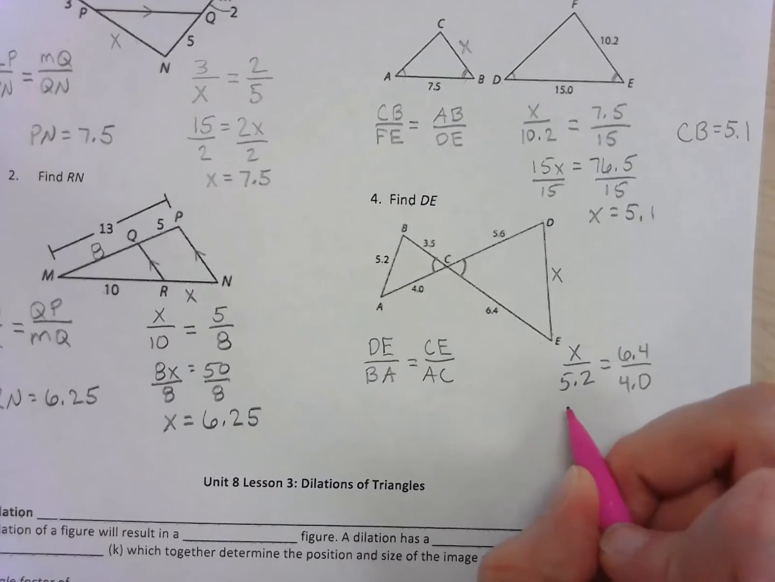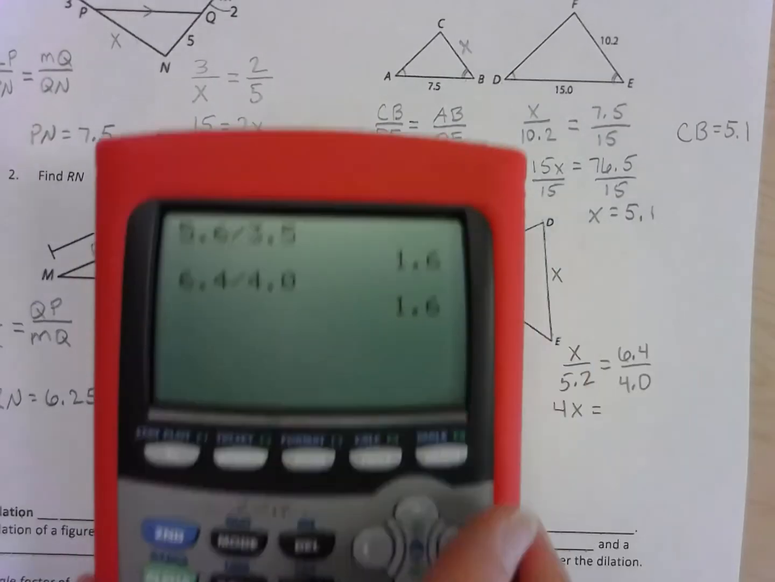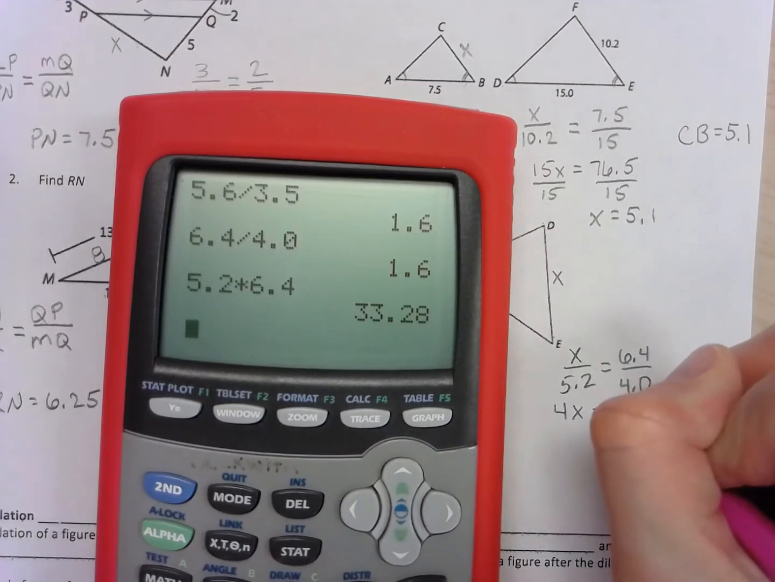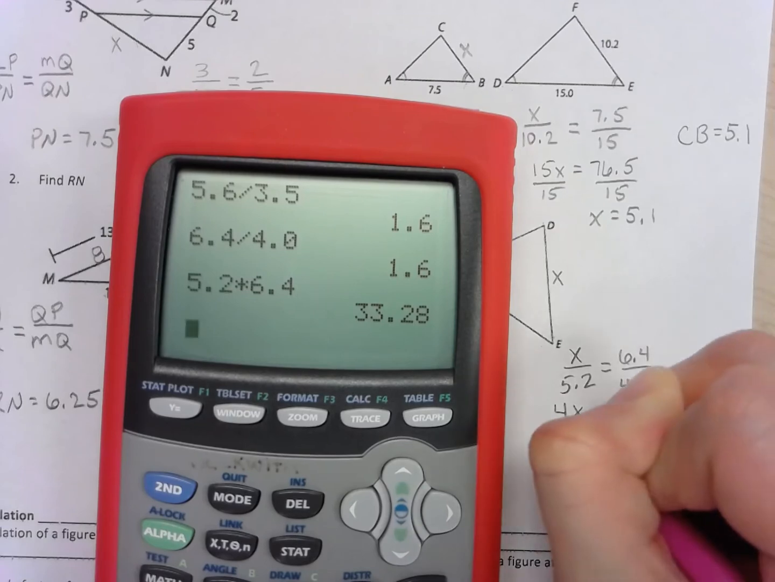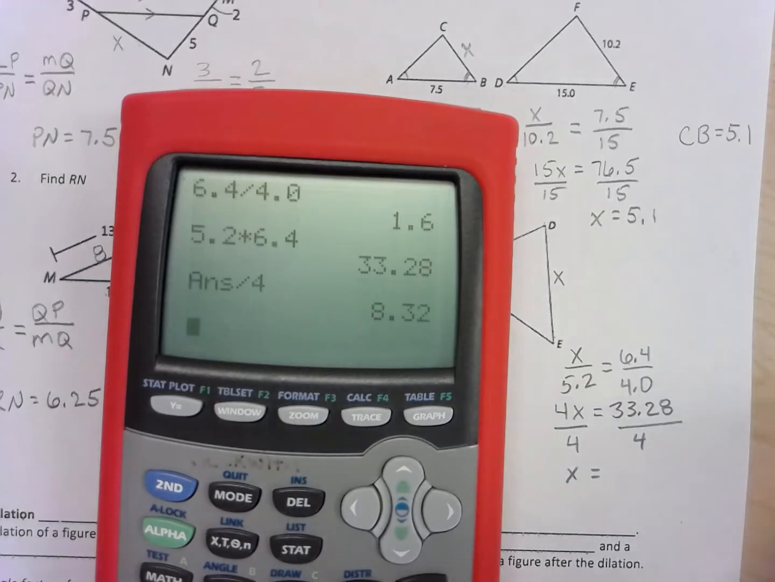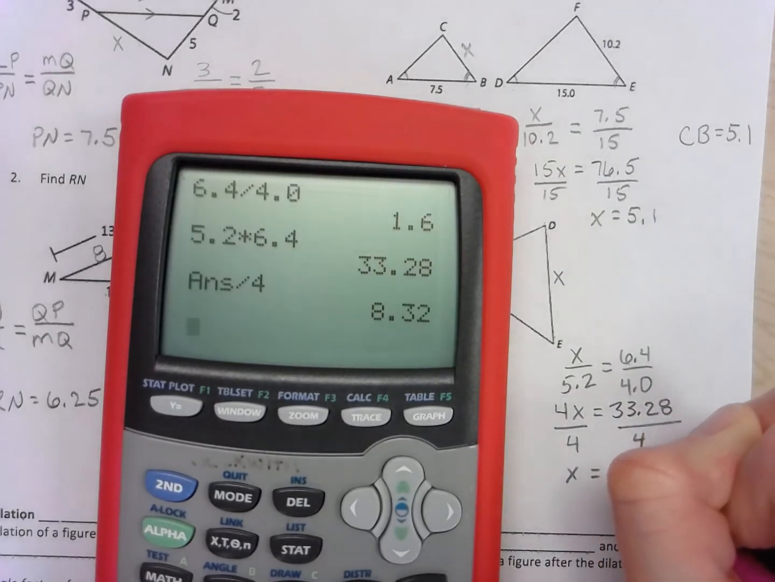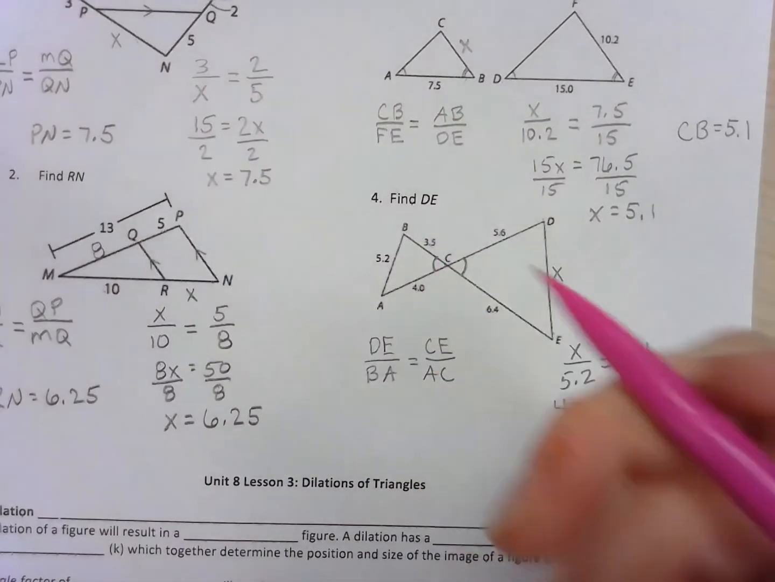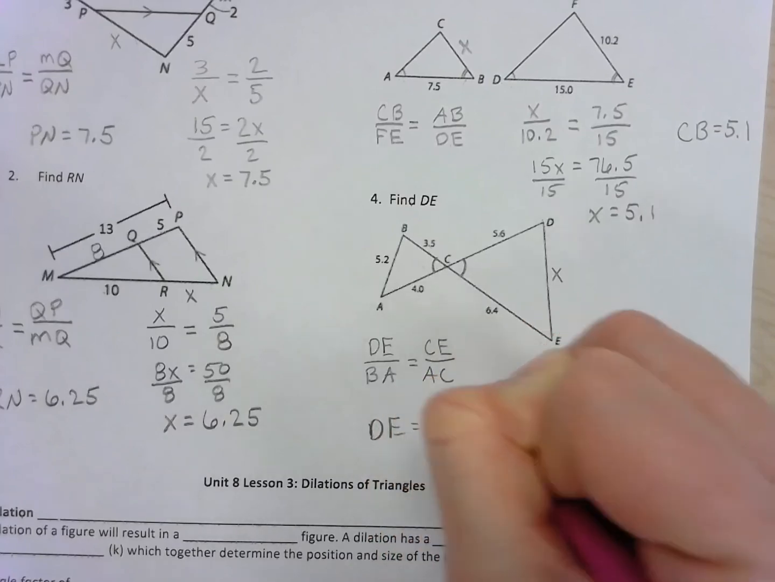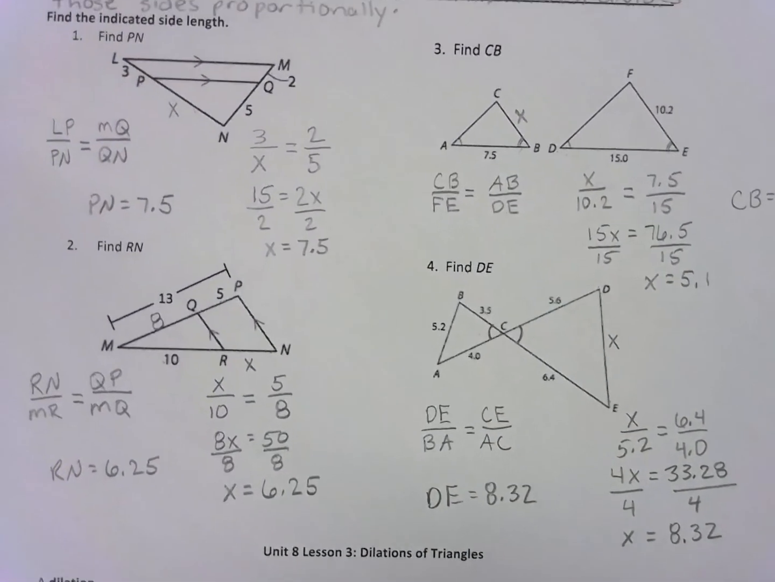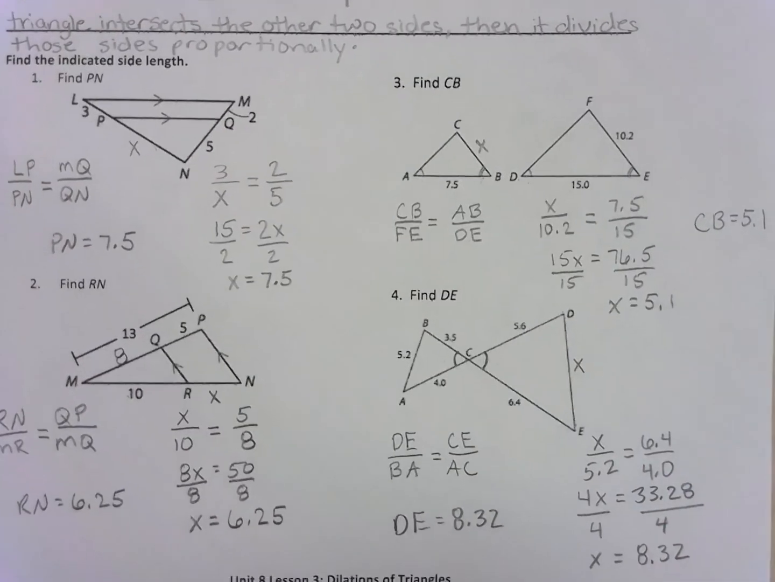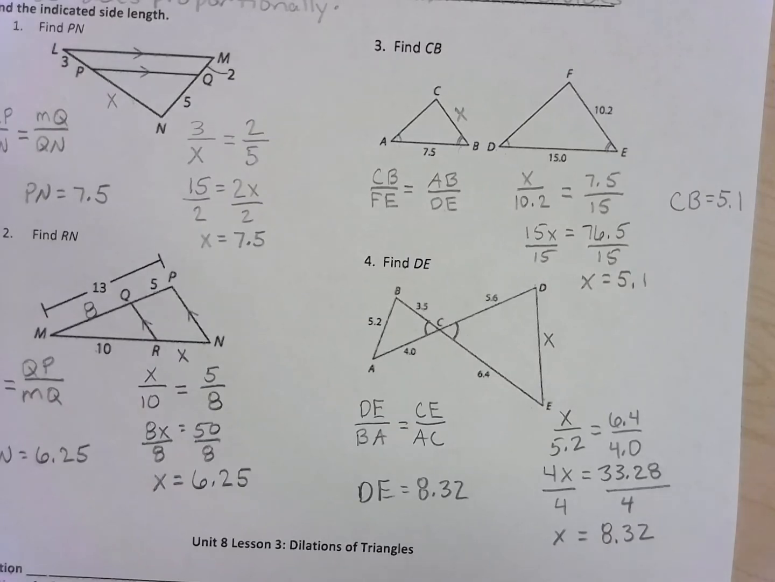So let's cross multiply to solve. So we get 4x equals, we'll multiply 5.2 times 6.4. We get 33.28. Divide both sides by 4 to find our length 8.32. So the length of DE is 8.32. You could always check these solutions by plugging them back into what you originally set up to make sure that they are still proportional to the other parts of the triangle.